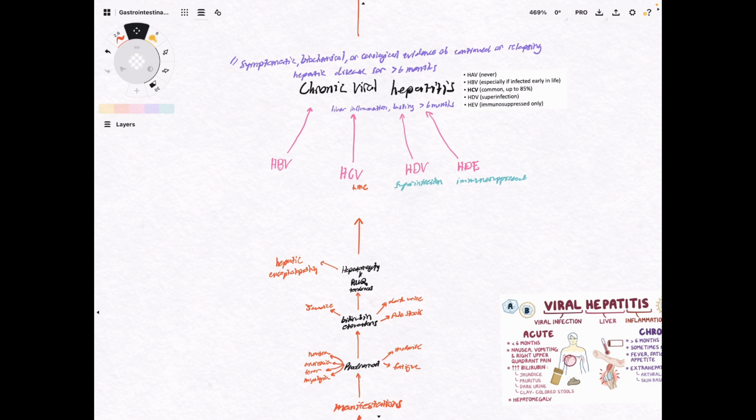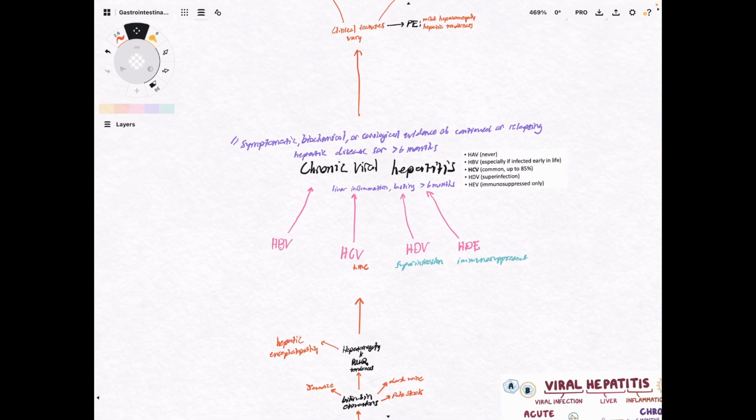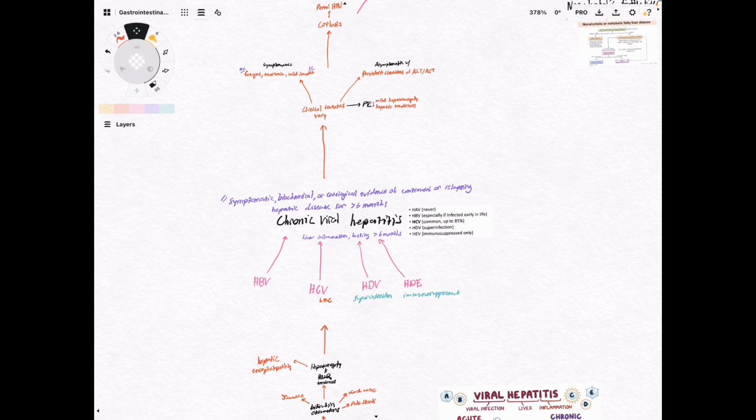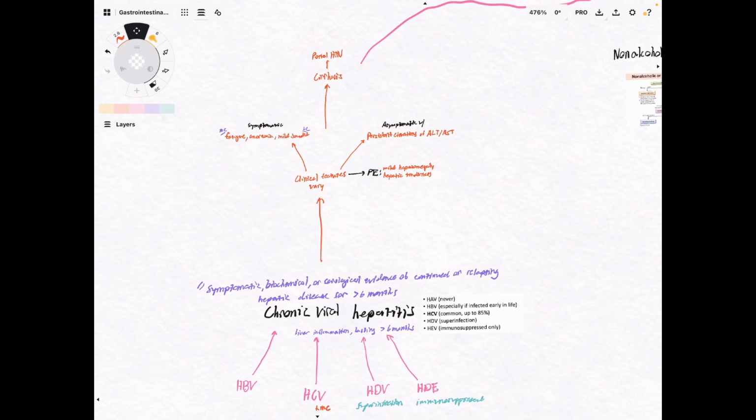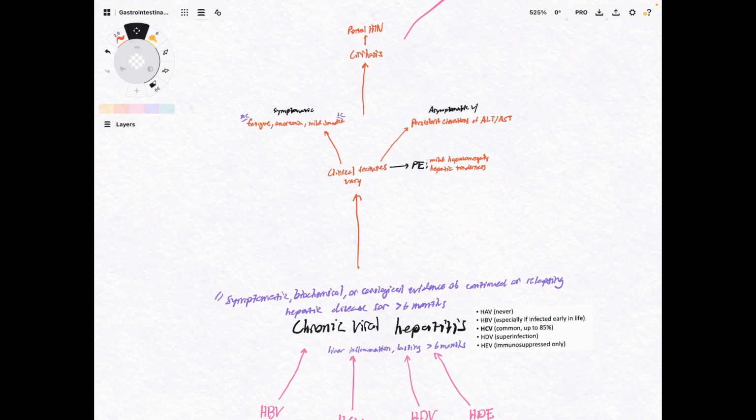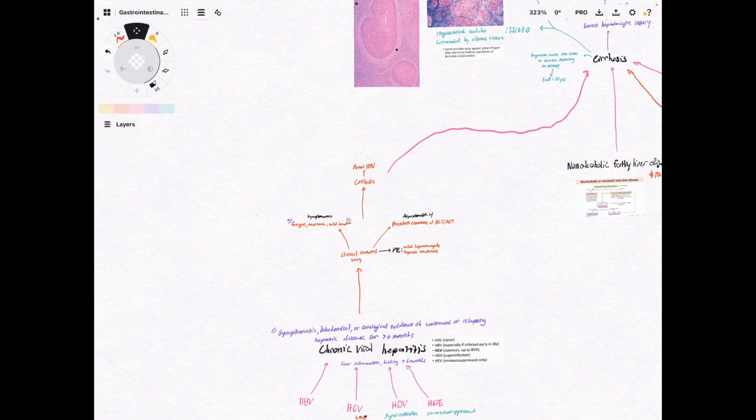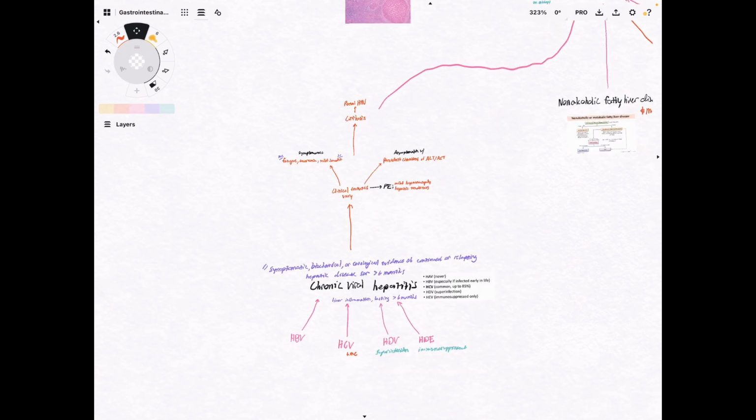And then if that persists, it can lead to chronic viral hepatitis, which is where the liver inflammation lasts longer than 6 months. The symptoms you're going to see for chronic viral hepatitis are going to be either symptomatic or asymptomatic. If it's asymptomatic, you're going to have persistent increases in the ALT and AST. But if it's symptomatic, you're going to have fatigue, anorexia, mild jaundice. Fatigue is most common for that. For physical exam, you're going to notice mild hepatomegaly and then hepatic tenderness. And then, of course, if it gets to the chronic phase, it can then progress to the cirrhosis phase, which is more serious.